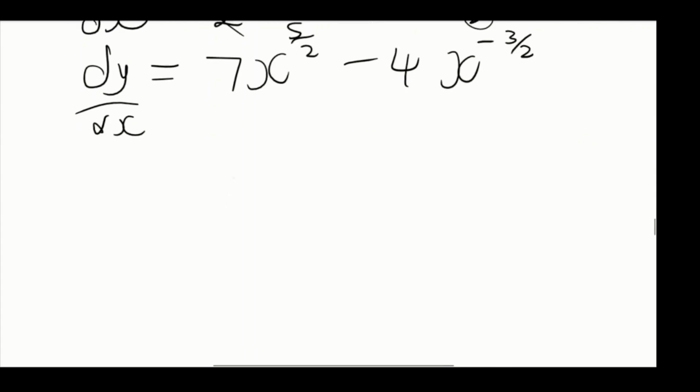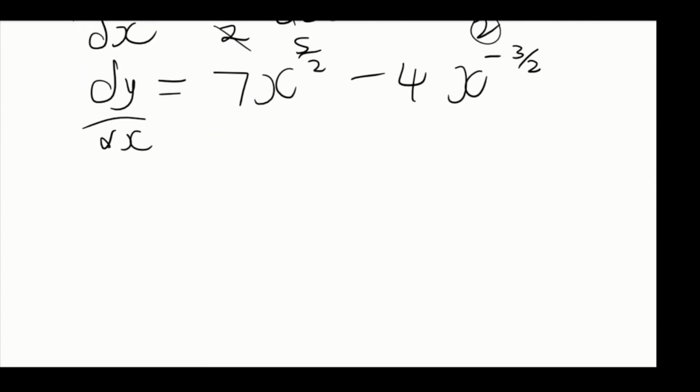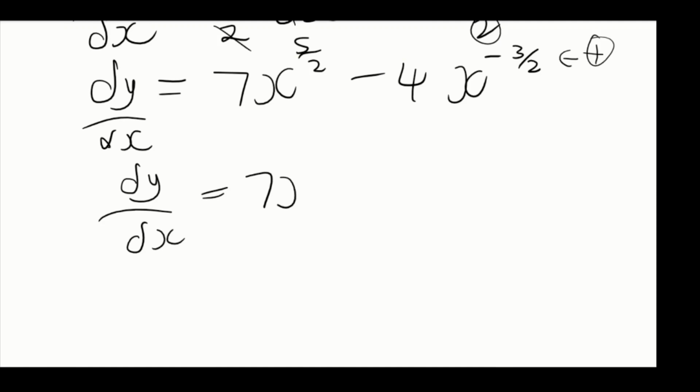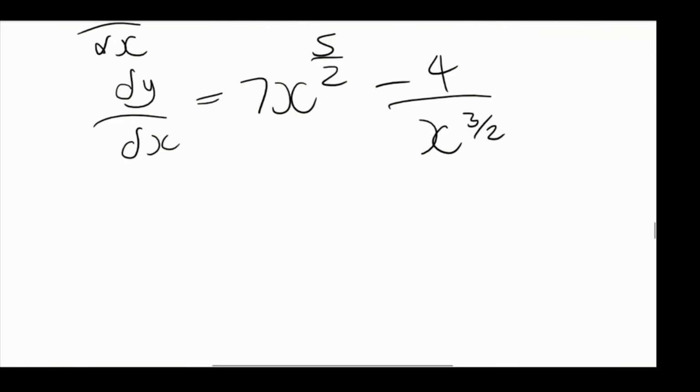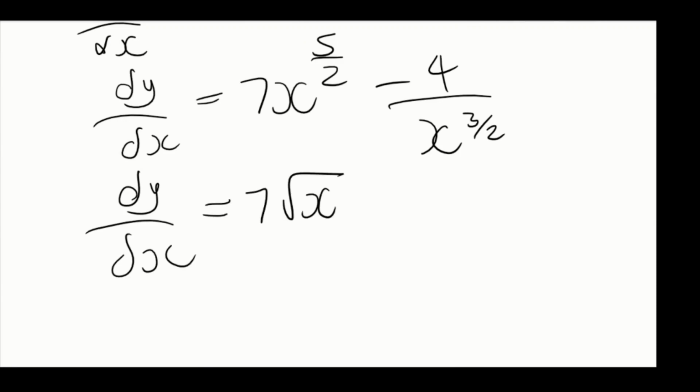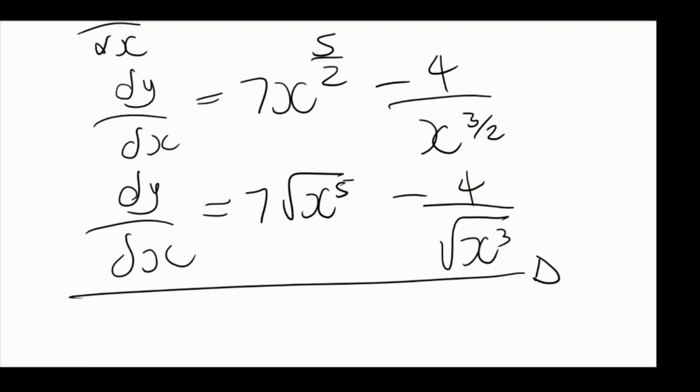Then this is our answer, but we can write this exponent in positive form. So dy/dx equals 7x to the power of 5 over 2 minus 4 over x to the power of 3 over 2. If you like, you can leave your answer in this format, or you can simply continue and write it properly. So it's 7 root of x to the power of 5 minus 4 over root of x to the power of 3. So this is the final answer of question 8.